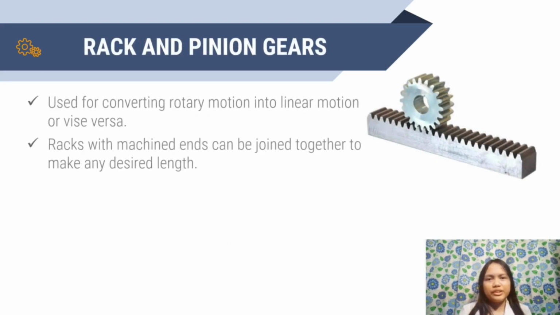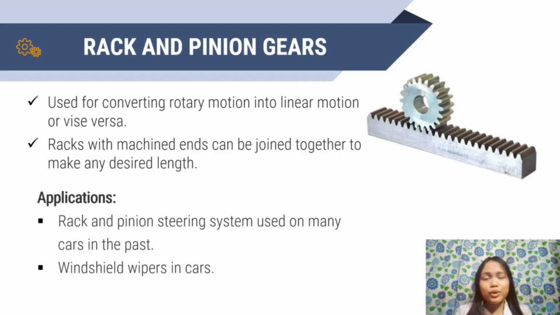Rack and pinion gears. The rack is a bar with a profile of the gear of infinite diameter, and when used with a meshing pinion, enables converting rotary motion into linear motion or vice versa. The rack and pinion steering system, which was used on many cars in the past, is the most well-known application of a rack. The gear that engages the rack is rotated by the steering wheel of a car. When the gear spins, the rack moves right or left, depending on which way we turn the wheel. A rack and pinion mechanism also drives the wipers on a car's windshield.